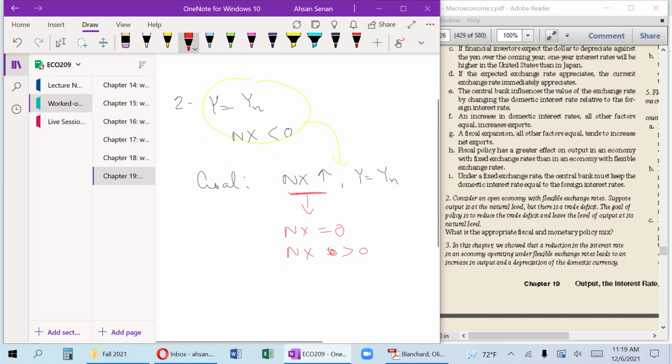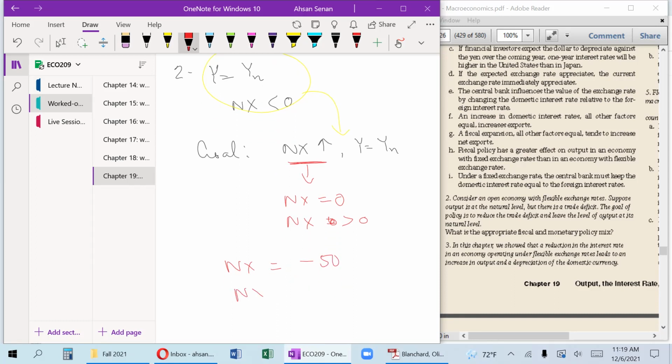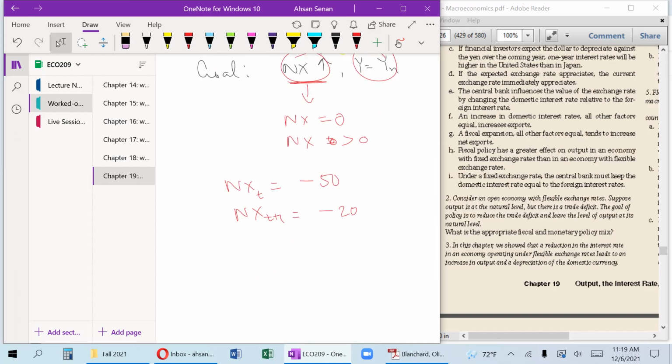We might be able to, but all we're trying to do is, suppose NX for a year is minus 50, and we want to improve this. Next year, if this is t plus 1, let's say it becomes minus 20. This is an improvement, right? So this is what we're looking for, an improvement in the trade situation and maintaining the same level of output. So pause the video, see if you can solve it yourself, and then come back to look at my explanation.